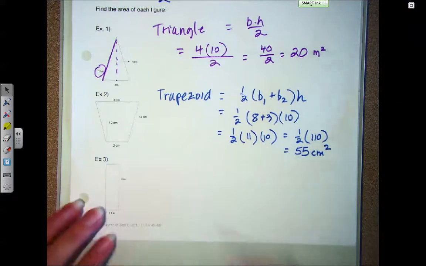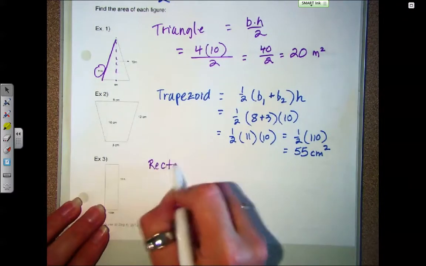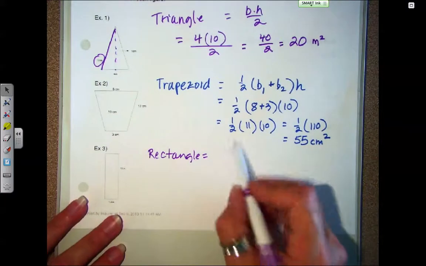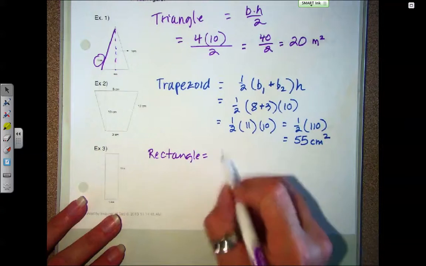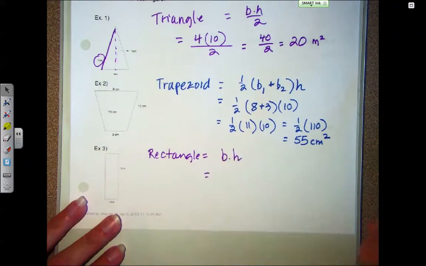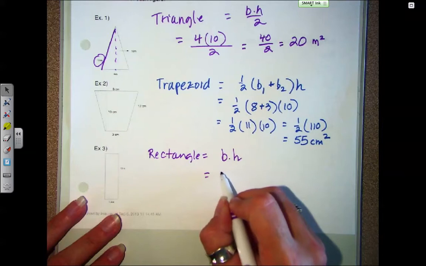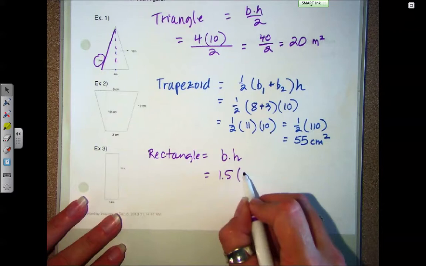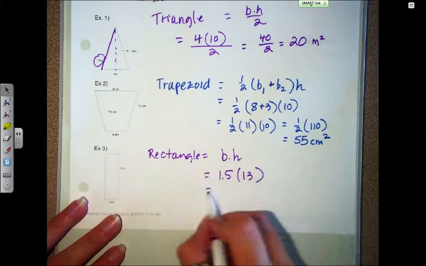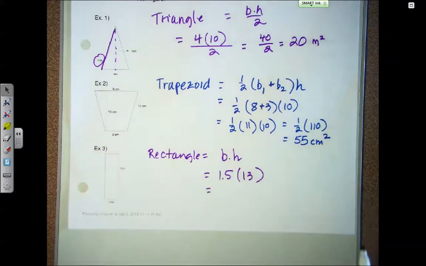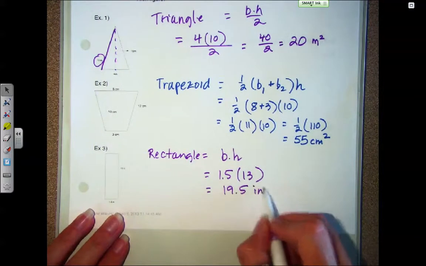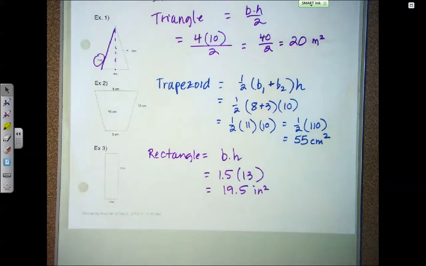Example 3, what shape do we have? Rectangle. Formula for the rectangle is what? Base times height, or length times width. What is my base? 1.5 inches times my height, which is 13 inches. 1.5 times 13 gives us what? 19.5. Thank you. My units? Inches. Any questions so far? All right, on the back.